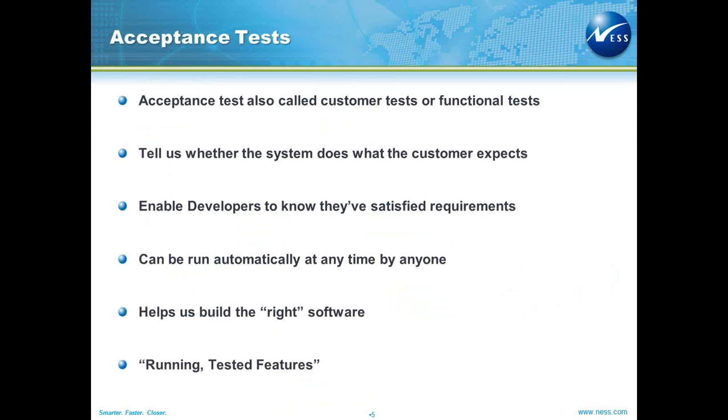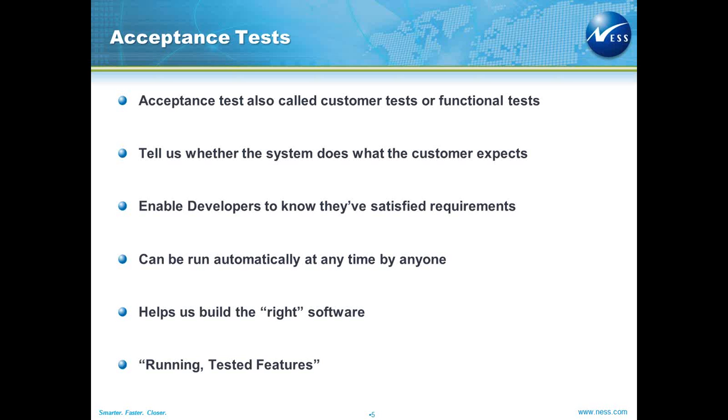Acceptance tests are also called customer tests or functional tests. When a person writes an acceptance test, the focus is on whether the system is functioning exactly as the requirements say it should, that is, whether we have built the system correctly. So these are also called customer tests or functional tests. They tell us whether the system does what a customer expects.